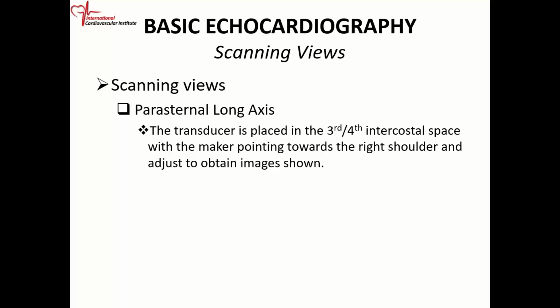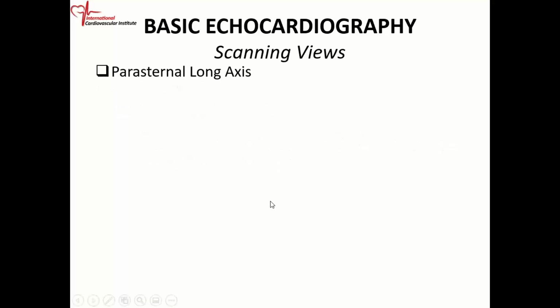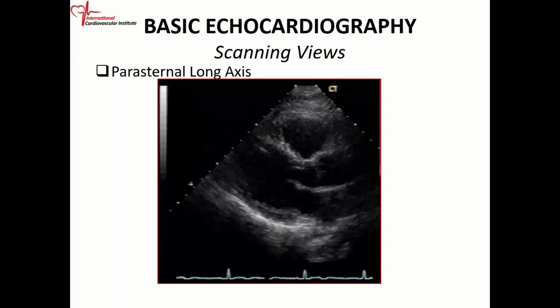When you start scanning, when you go to a machine and you locate the probe, you have to find out where the marker is on that probe. And you're going to point the marker towards the patient's right shoulder, and you're going to adjust it to get an image that I'm going to show you. Again, the transducer is placed in the 3rd or 4th intercostal space. The marker points towards the patient's right shoulder, and you make some fine adjustment, and this is the view you expect to get. So this is what we call the parasternal long axis view.